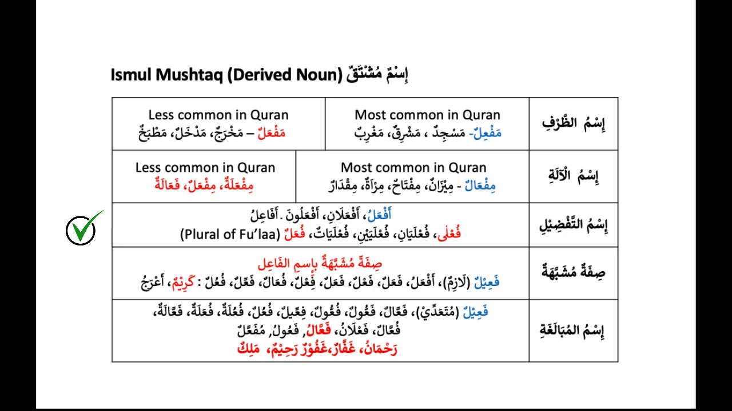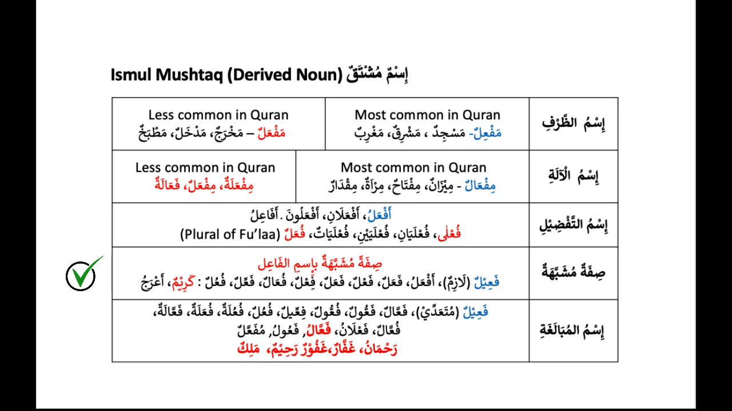Ismul Tafdil. The most common pattern of that is af'alu. The next common pattern is fu'la, and the plural of fu'la is fu'alun. Sifat-e mushabbaha, the most common pattern is fa'ilun. For example, karimun, rahimun. The rest are less used patterns used in Quran. So you have to just remember fa'ilun, the most common pattern in Sifat-e Mushabbaha.